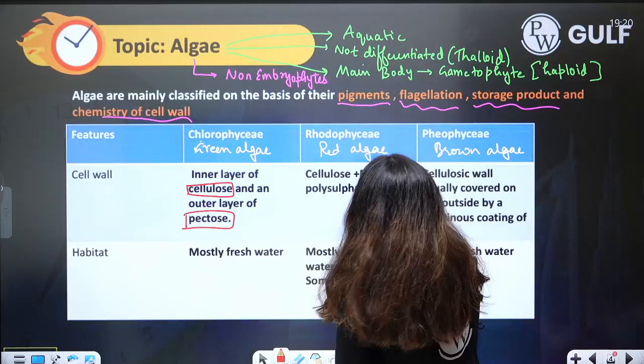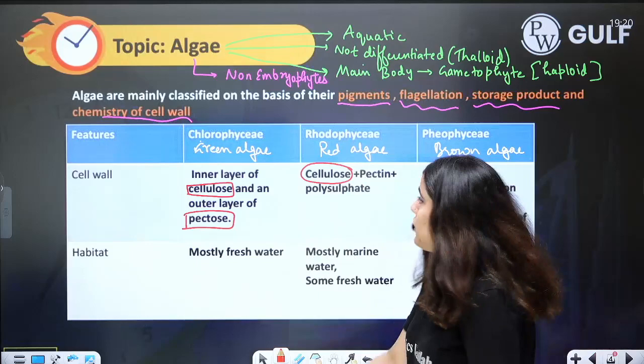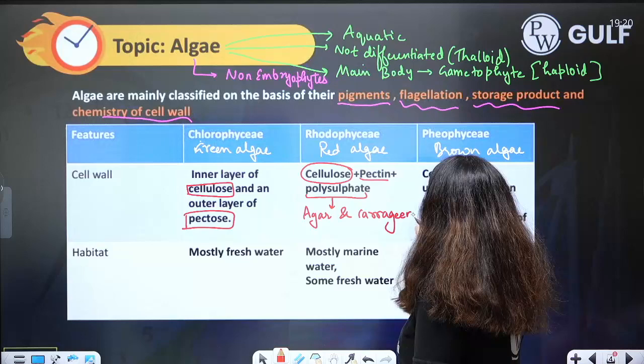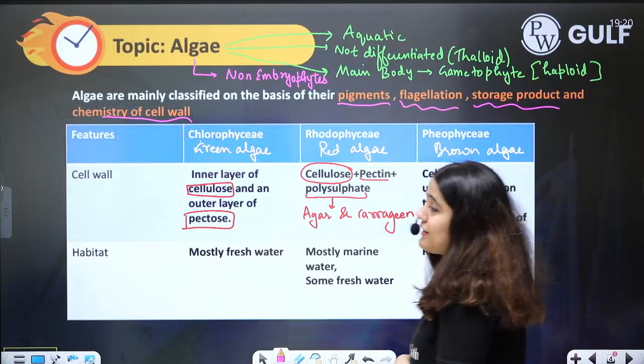Let's see Rhodophyceae. Rhodophyceae also has cellulose in their cell wall, also pectin. But they also have polysulfate like agar and carrageen. Agar and carrageen, both are commercially used for various products. Basically, they help in the formation of jellies. So they are commercially used.